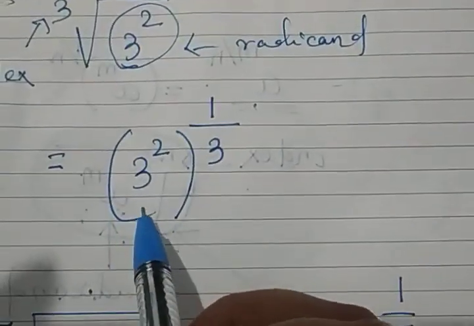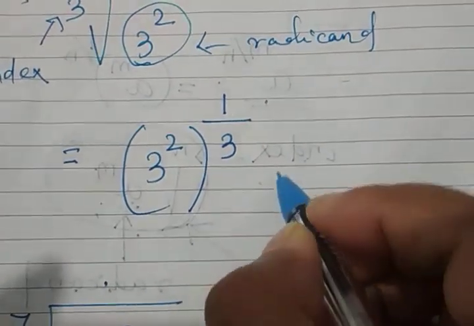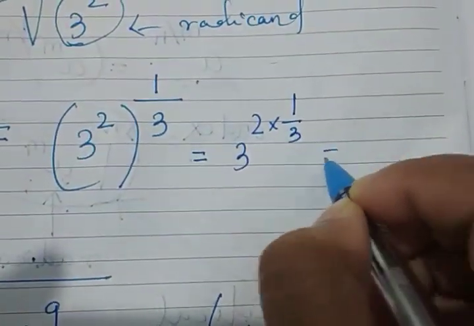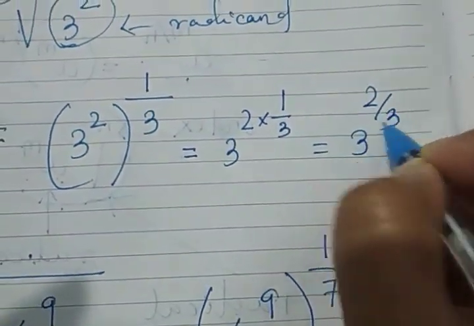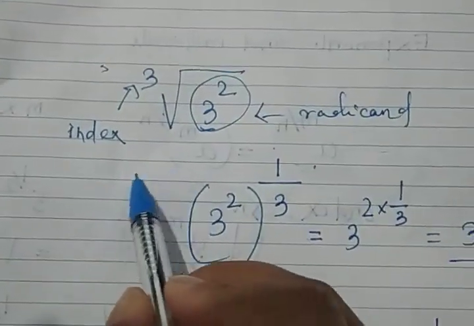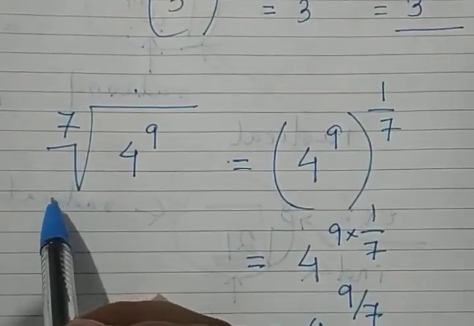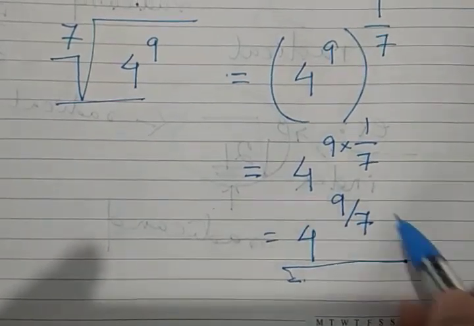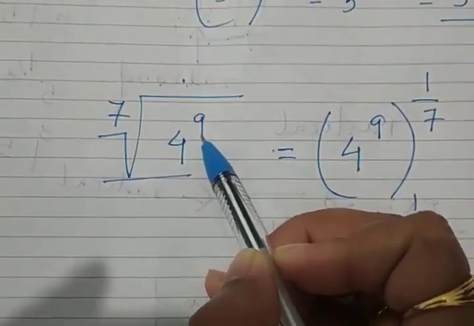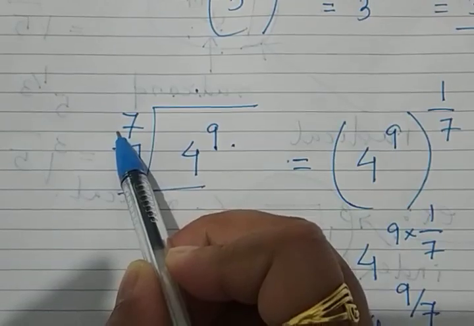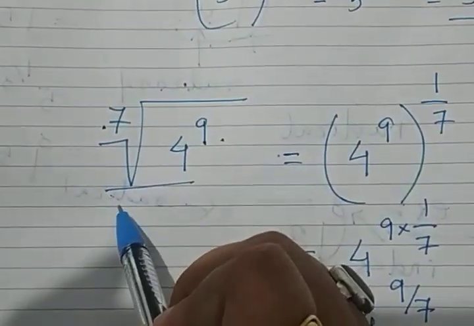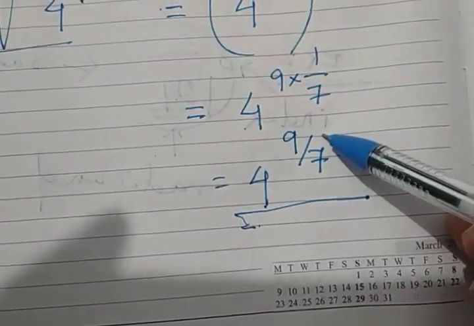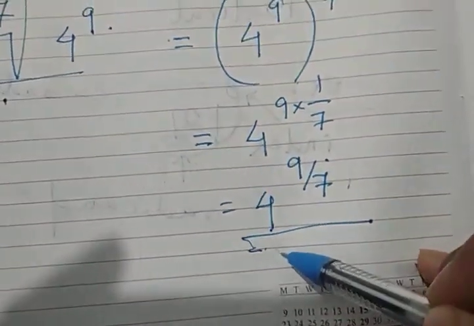Similarly, this one, 3 to the power 2 to the power 1 by 3 that you have taken, will be solved as 3 to the power 2 into 1 by 3, then it is 3 to the power 2 by 3. So this is the radical form and this is the exponential form. Okay. So 4 to the power 9 is the radicand, 7 is the index, and the entire term is known as radical. And this one, where something to the power something is given, is the exponential form.